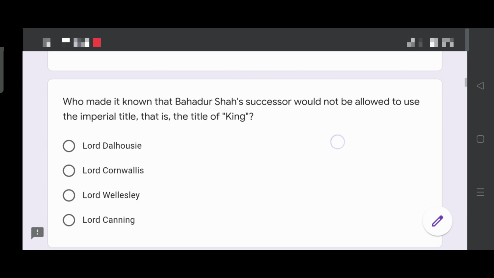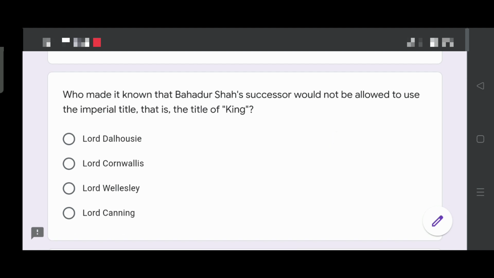Who made it known that Bahadur Shah's successor would not be allowed to use the imperial title, that is, the title of king? Lord Dalhousie, Lord Cornwallis, Lord Wellesley or Lord Canning? It was Lord Canning in the year 1856 who made it known that Bahadur Shah's successor would not be allowed to use the title of king, and such a discourtesy to the Mughal emperor hurt people's sentiments a lot. Therefore, the right answer, the fourth option, Lord Canning.